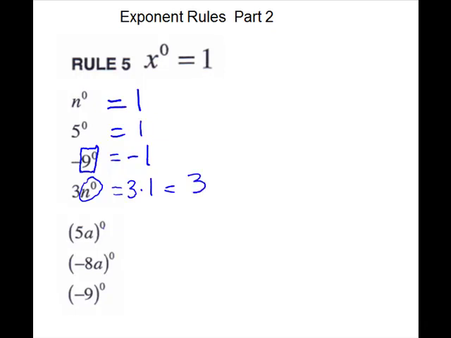The next one, the 0 is by the parentheses, so everything goes. Also the next one, everything inside is to the 0 power, so it's a 1. And the last one is also a 1 because everything is inside the parentheses.